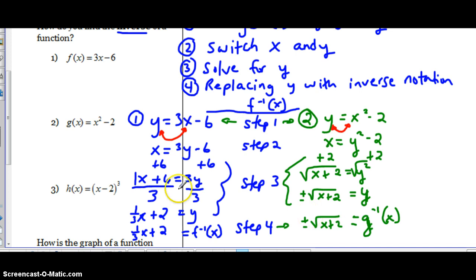Okay, I want you to go ahead and try number 3 by yourself. We have h of x. Go ahead and walk through these steps by yourself, check your work, and come back. So try it on your own first.